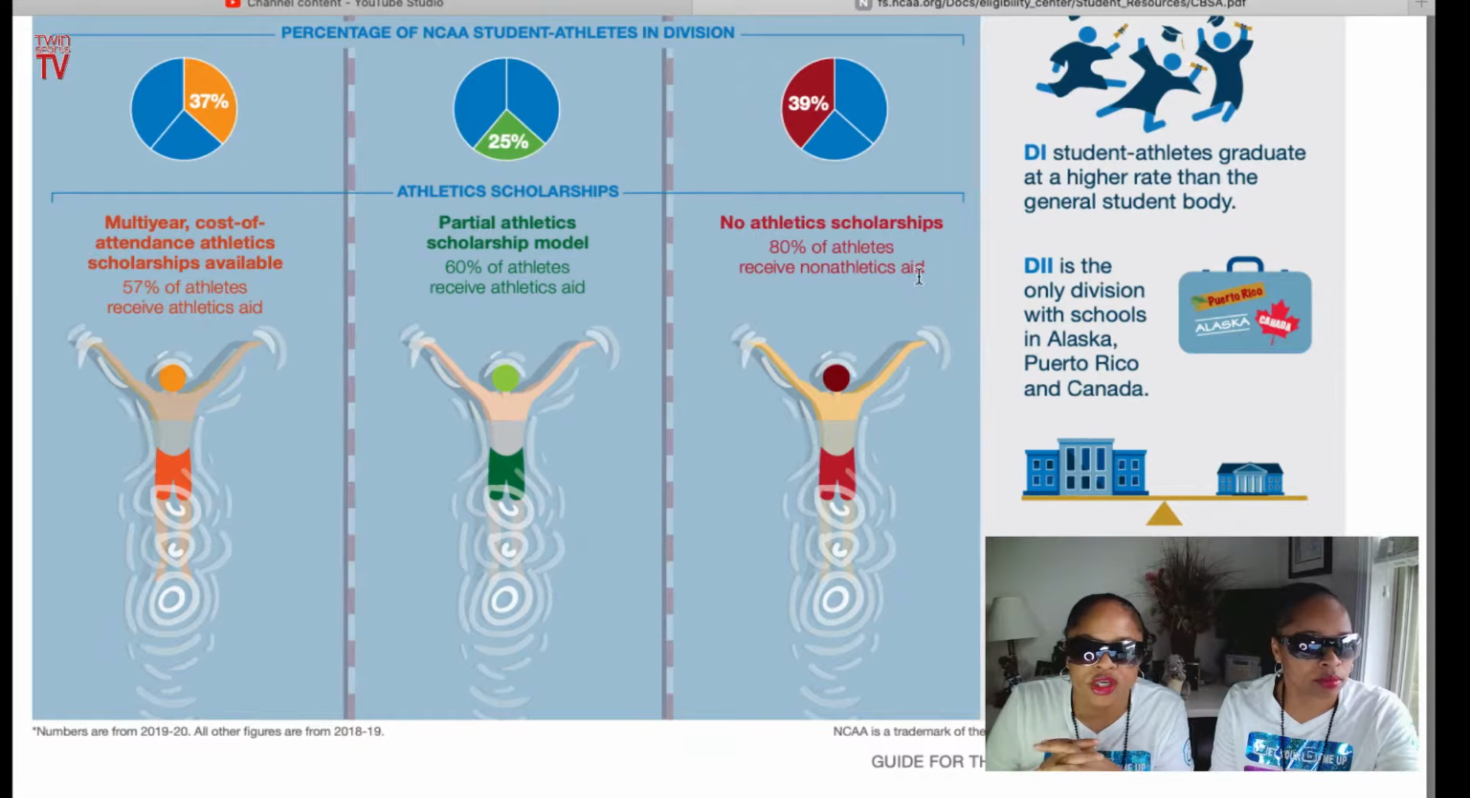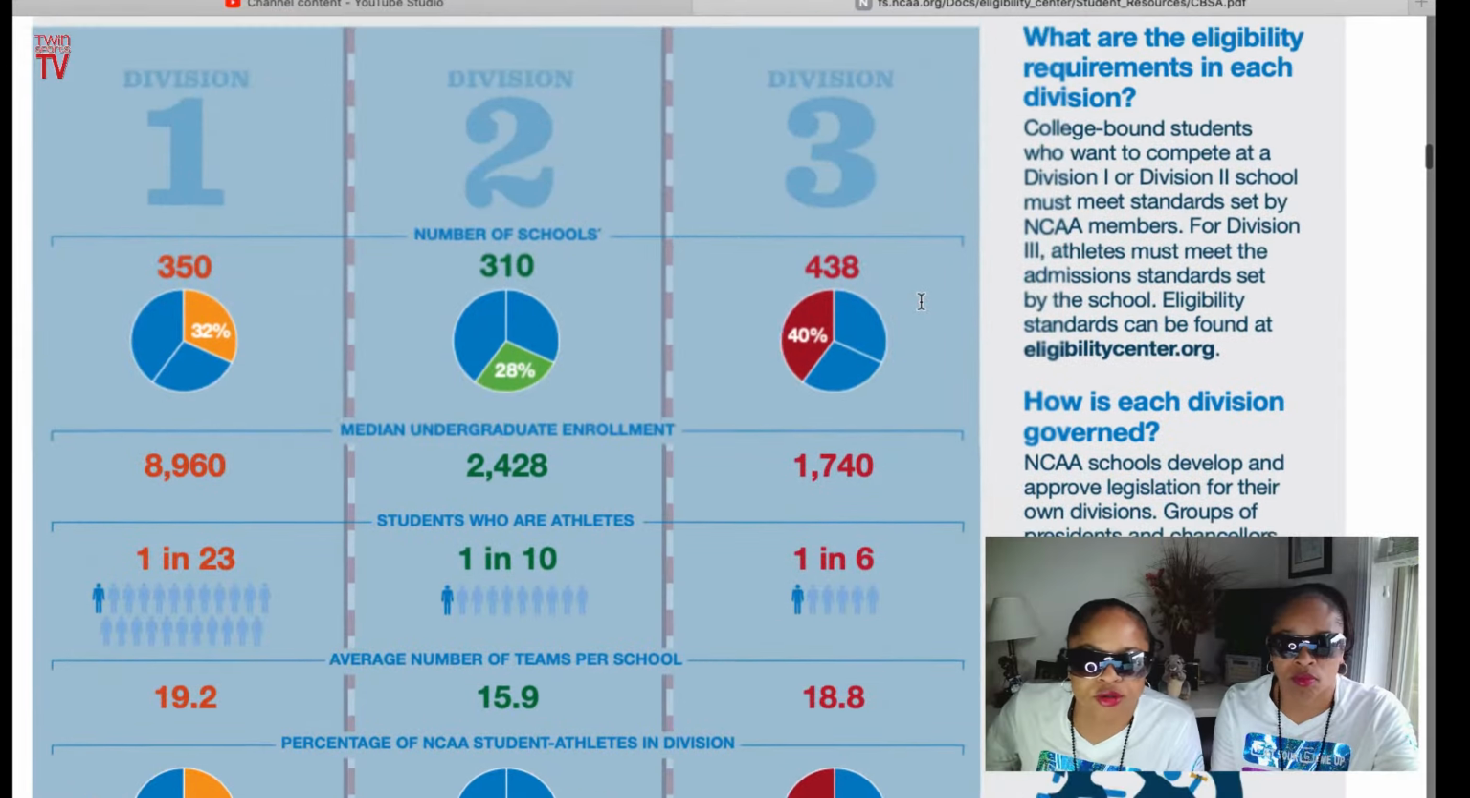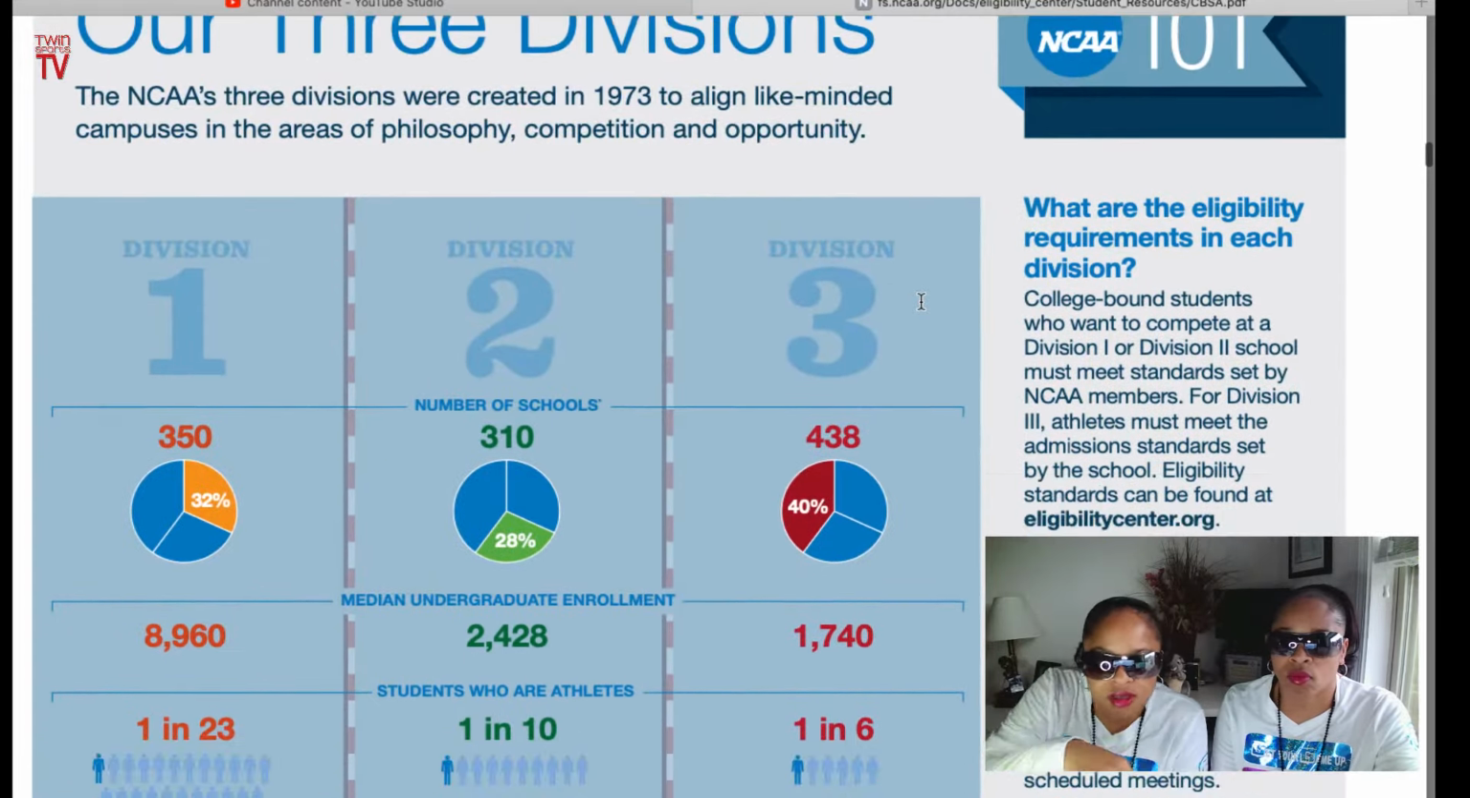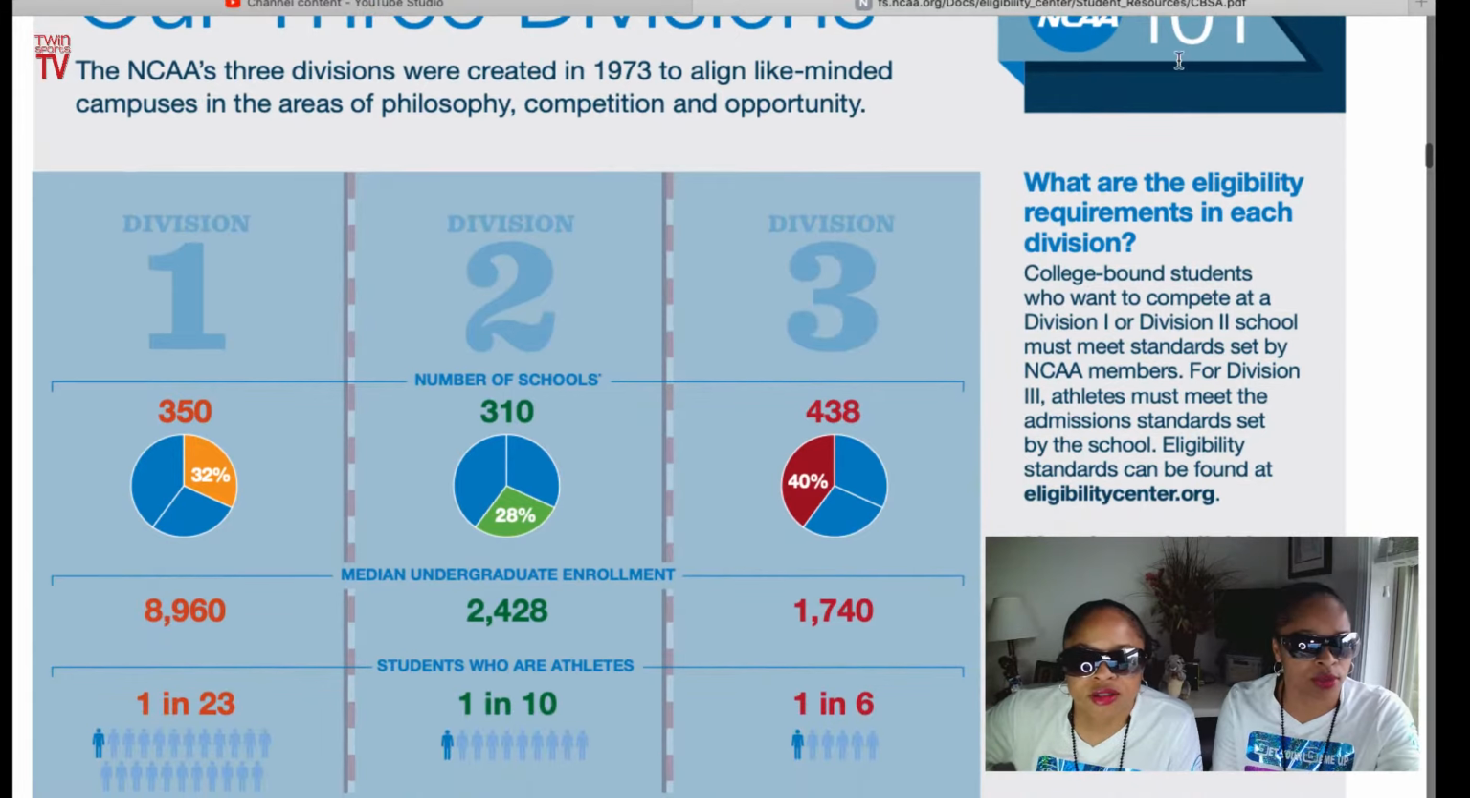Let's go to some of these questions on the side because I think they're important for athletes too. We're going to be reading from this side of the screen. What are the eligibility requirements in each division? College-bound students who want to compete at a Division 1 or Division 2 school must meet standards set by the NCAA members. For Division 3, athletes must meet the admission standards set by the school. Eligibility standards can be found at eligibilitycenter.org.